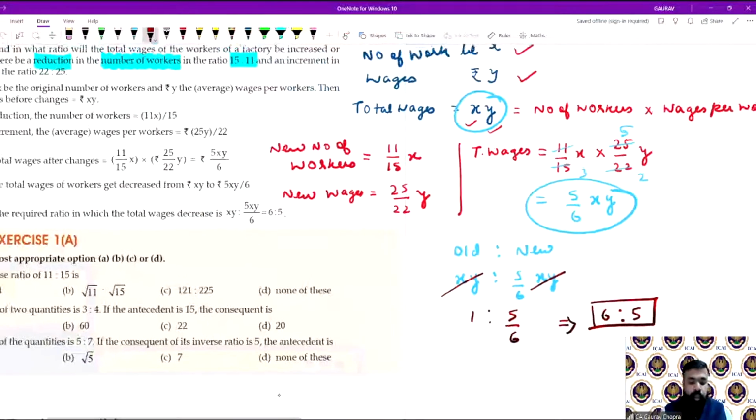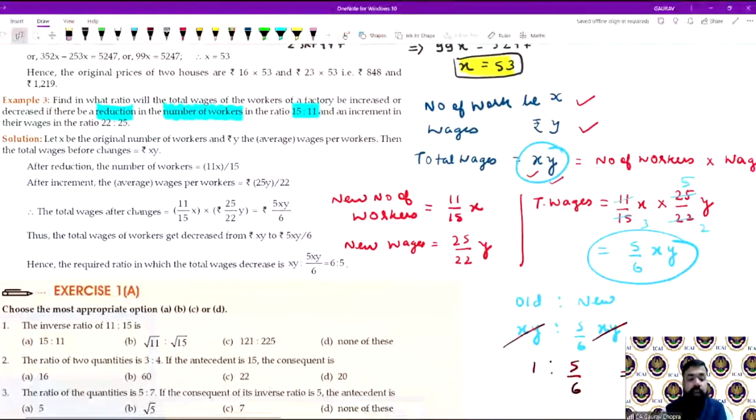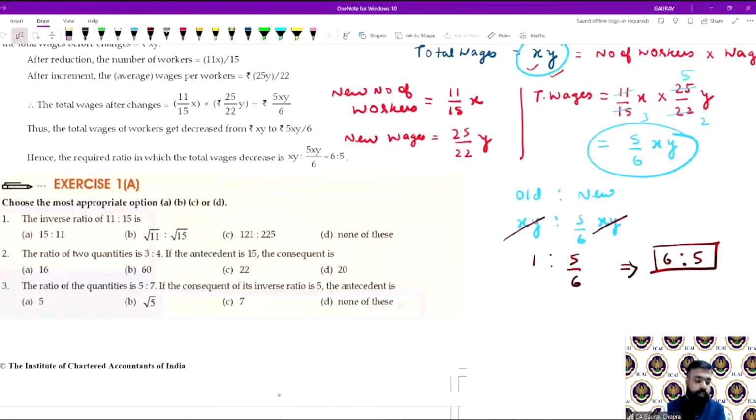So what was the requirement in the question? The question was asking, find in what ratio will the total wages of the workers increase or decrease. So the wages, total wages will change in the ratio of 6:5. So 6:5 is the final result.